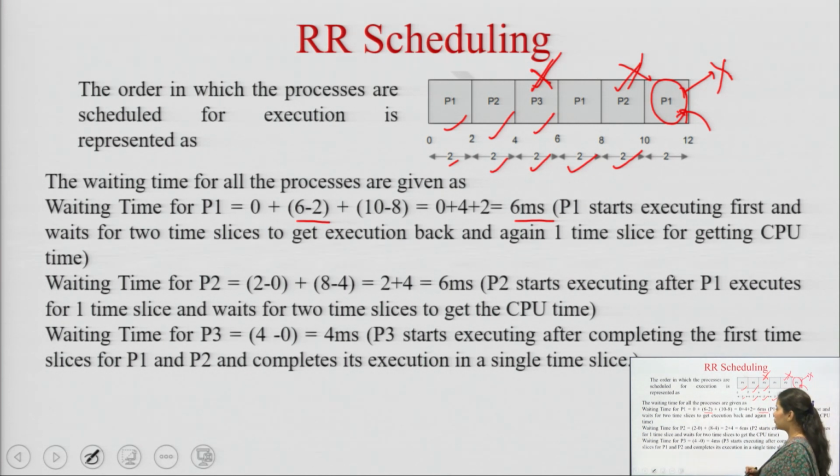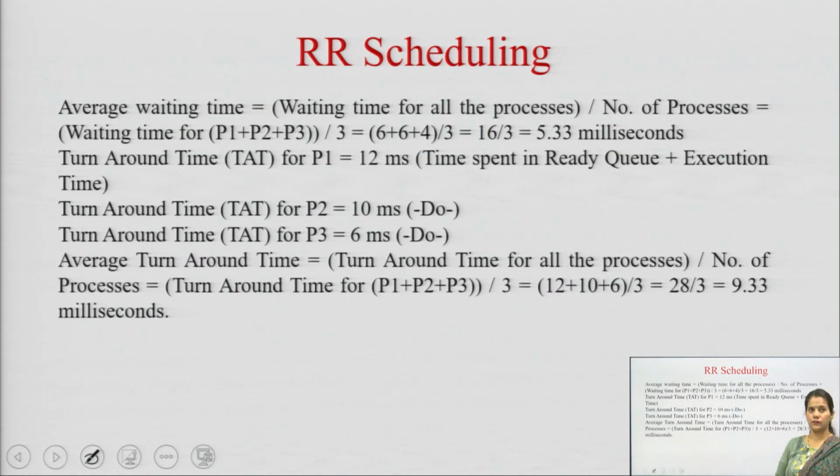What was the waiting time for P2? The waiting time was the total of the waiting time for P1 and then for P3 again. So, the total waiting time was 6 milliseconds. Waiting time for P3 was the total execution time of P1 and P2, and that was 4 milliseconds, because both were executed for 2 milliseconds each. So, this was the waiting time for all the 3 tasks.